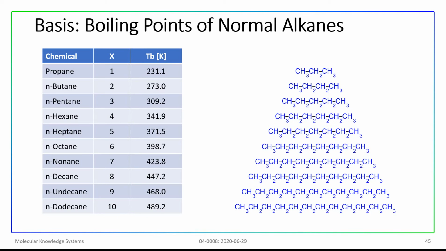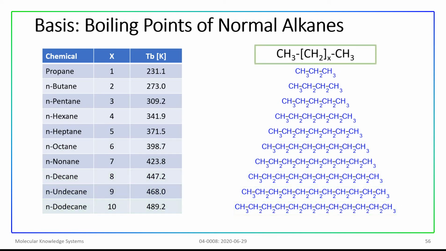In this table, we list a series of normal alkanes and their associated boiling points. To the right of the table, we show the molecular structure of each alkane. For example, propane's boiling point is 231.1 K, and its molecular structure is CH3, CH2, CH3. Similarly for butane, pentane, hexane, heptane, and all the other alkanes up to dodecane.